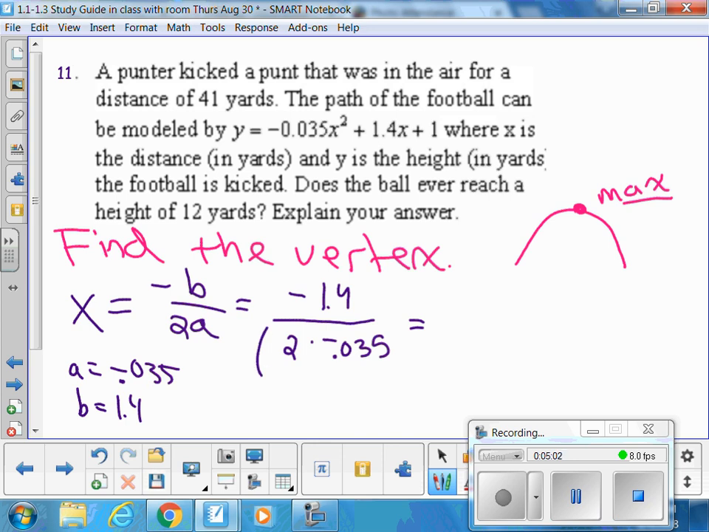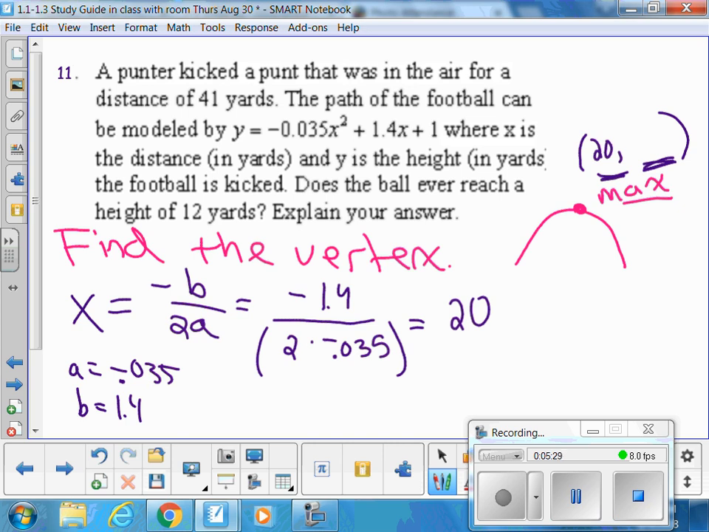If you are going to type it all in at once, you have to be careful with the parentheses. That's what I'm doing. I got 20, just checking if you matched me. 20. Now that's the x coordinate of the vertex. That's not truly the height. That's the horizontal. Yeah, that's the horizontal. So we need the vertical.